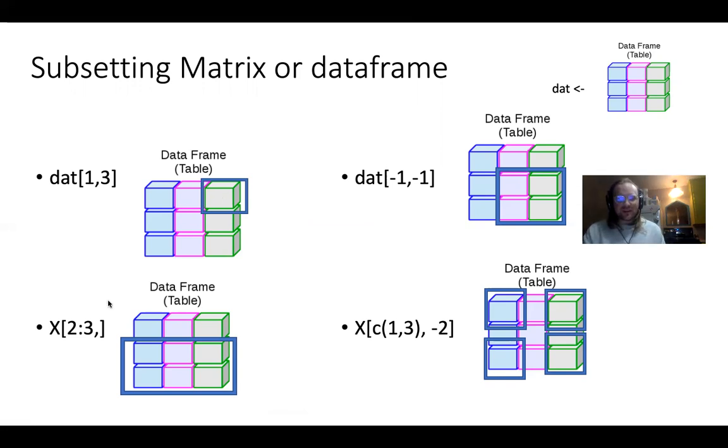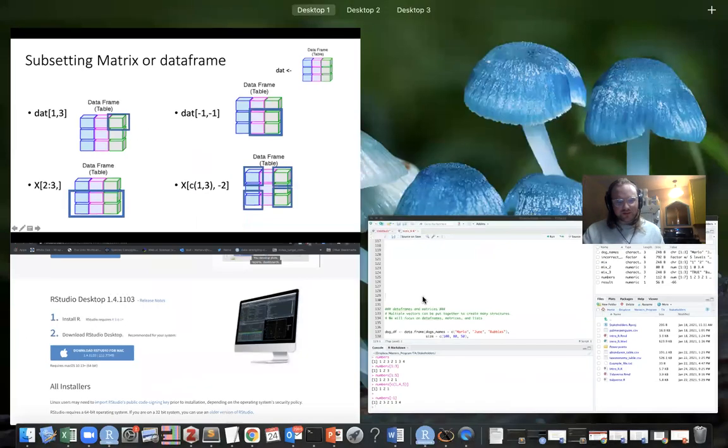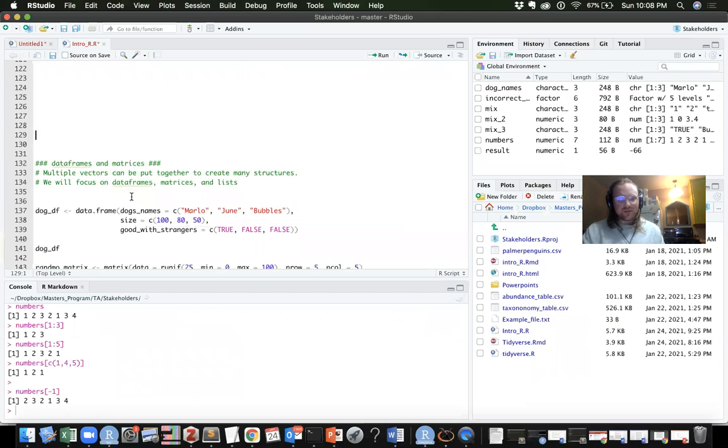Same as before, colons can also be used. If there's nothing after or before a comma, so like this, there's no columns specified, that means you're selecting all of the columns there. So 2:3 means rows 2 and 3 and all of the columns here. Same thing as before, the minus signs or negative values work here. And you can also input vectors to pull out specific stuff. Let's jump back to R and talk about some examples.